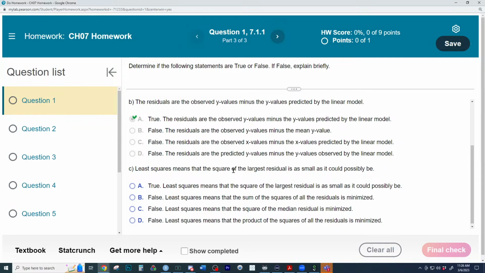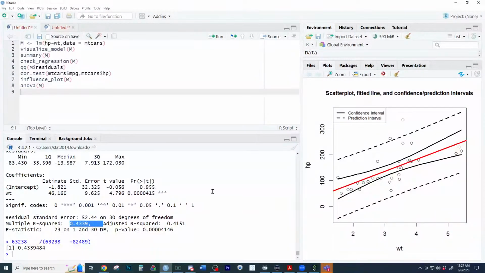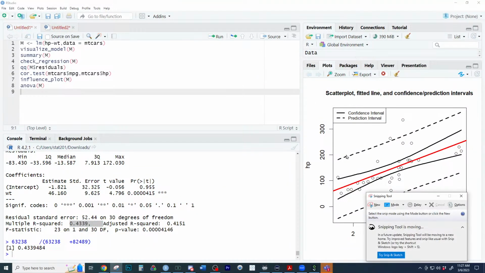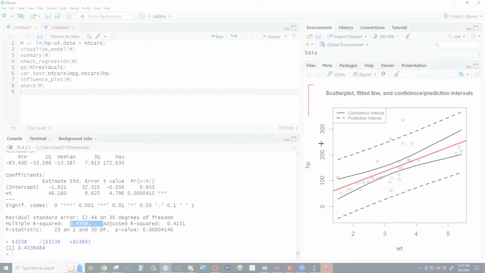Least squares means the square of the largest residual is as small as it could possibly be. No, no, no. Least squares, and this is what we're talking about. And somebody here, I'll take a look here in a second. I see a question. We love questions.